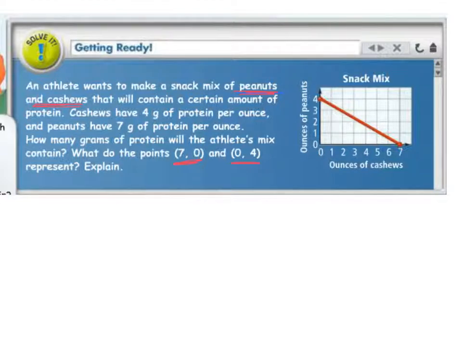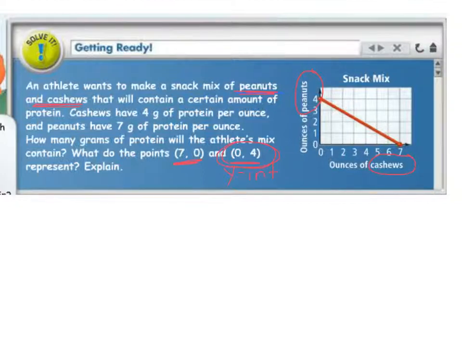So, you should be pretty familiar with y-intercepts. Anytime you have an ordered pair 0, something, that's the y-intercept. So if you look, they graphed peanuts on the y-axis and cashews on the x-axis. Now, these aren't independent and dependent variables. When we do this lesson and when we start writing these kinds of equations, it's not like the ounces of peanuts depends on the ounces of cashews. It's more like a correlation between the two.